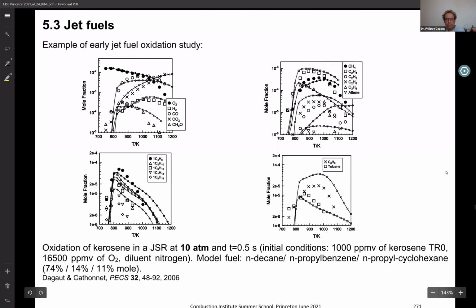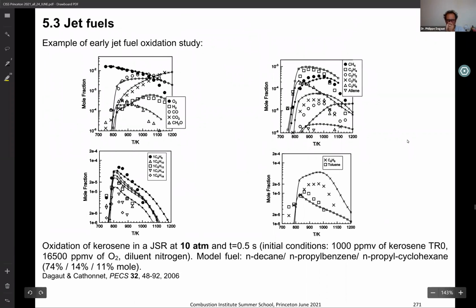We did similar work on jet fuels. So jet fuels are simpler than diesel fuels. And here we oxidize commercial kerosene in a jet stirred reactor at 10 atmospheres. So we use the kerosene TR0. It's a military kerosene, similar to JP8 in the US. And for the surrogate model fuel, we used a mixture of normal decane, normal propylbenzene, normal propyl cyclohexane, with these different concentration percentages in mole.